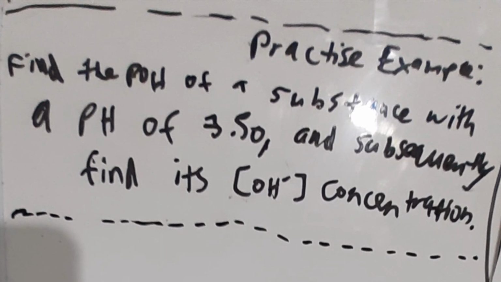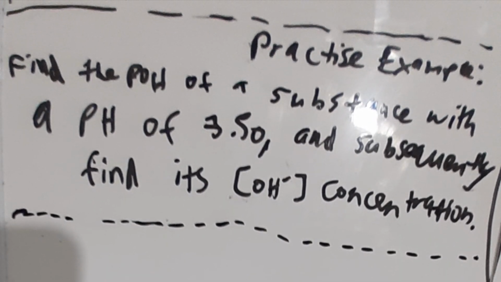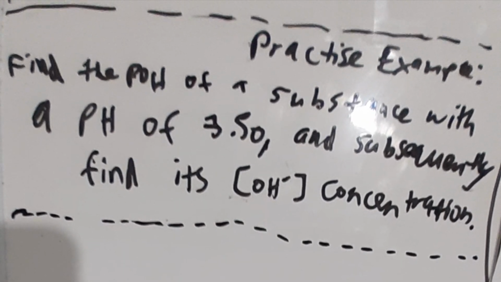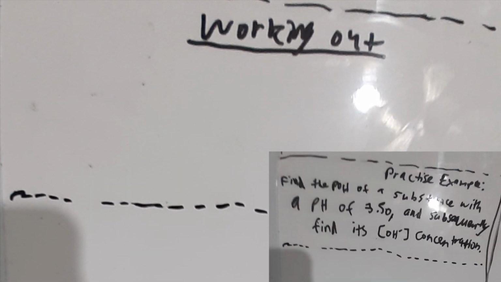Let's wrap up this session by looking at one practice example building on this idea. The example we have here is: find the pOH of a substance with a pH of 3.50 and subsequently find its OH- concentration. Let's now work out this question.